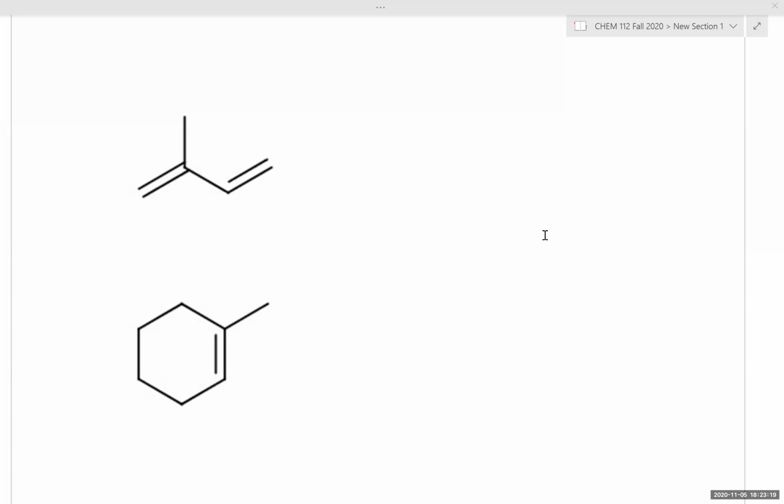Okay, so we have a proposed name of 2-methylbutane-1,2-ene. Okay. So that's a pretty good start, actually. So let's talk a little bit about this.